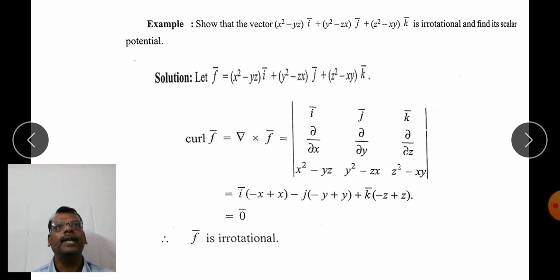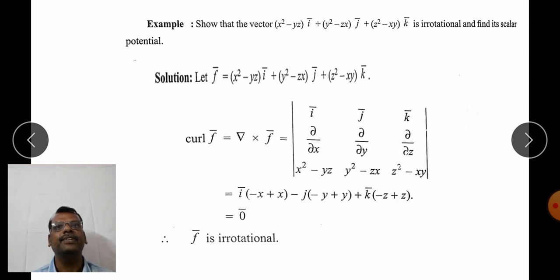Show that the vector x square minus yz i bar plus y square minus zx j bar plus z square minus xy k bar is irrotational and hence find its scalar potential. In this problem, we have two parts. In the first part, we have to prove that F bar is irrotational. In the second part, we have to find the scalar potential function.